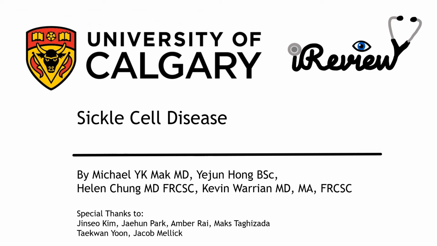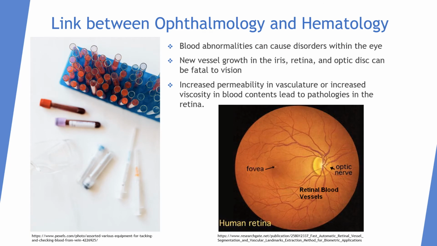I am a medical student at the University of Calgary, and our team is here to explain sickle cell disease as a link between ophthalmology and hematology. Abnormalities within the blood and the vasculature itself can also cause disorders within the eye. New vessel growths can occur in the iris, retina, and the optic disc, and can be fatal to vision.